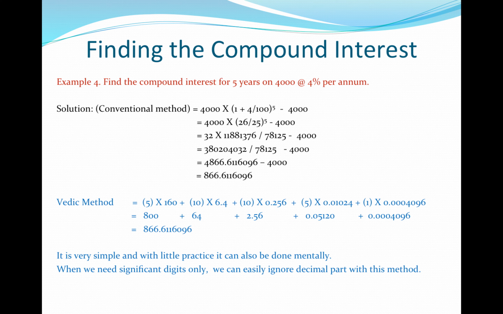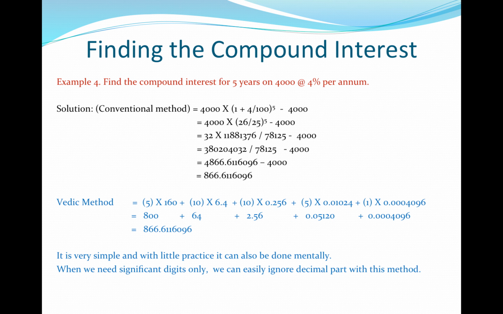So 800 plus 64 plus 2.56 plus 0.05120 plus 0.0004096, and the final answer is 866.6116096. Same as with the conventional method, but with very little calculation. And one more interesting thing is there. First is we can do it very easily. We can calculate it mentally.